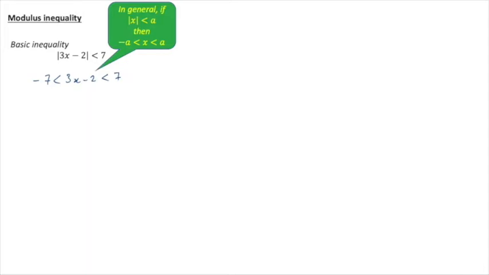Okay, so it's a general rule that if mod x is less than a, then x lies between minus a and plus a. Now for this inequality we can add 2 to each part of it. That's just lifting the whole thing up by 2, so all the relationships stay the same. So we have minus 5 is less than 3x, which is less than 9. We can also divide by plus 3. If we divided by a negative, of course, we'd have to reverse all the inequality signs, but dividing by 3 gives us minus 5 over 3 is less than x, which is less than 3. So x lies between minus 5 over 3 and 3.